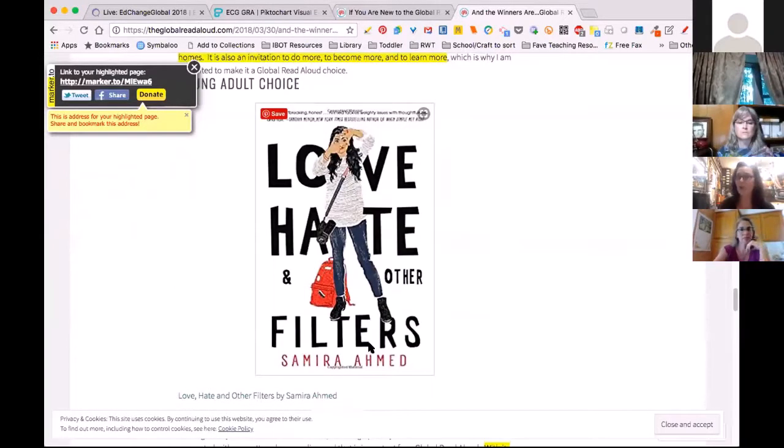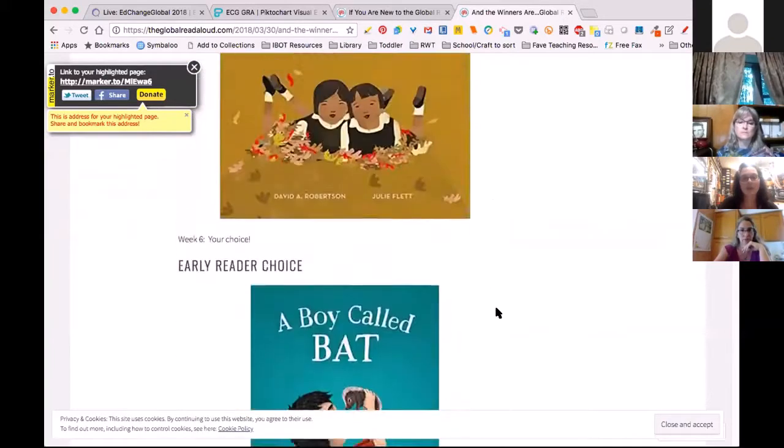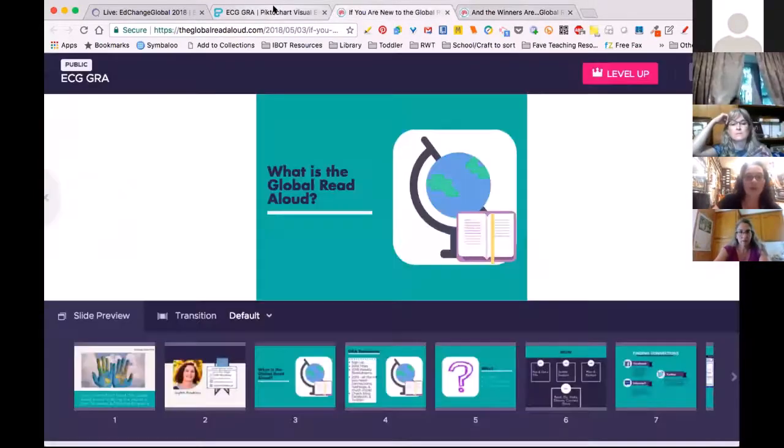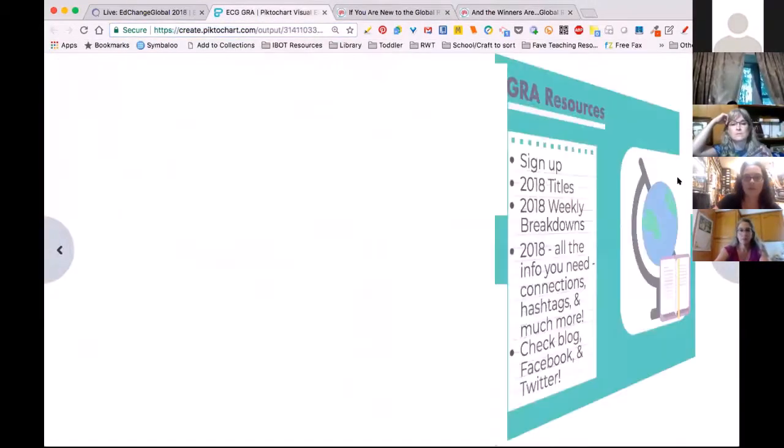So this is kind of a quick rundown of this year's books, just in case you hadn't had a chance to go through them yet. One of those might have stood out to you, like, oh, I think that would work for me, or oh, I think that would work for this teacher that I'm friends with, to get the ball rolling. So those are the different books.